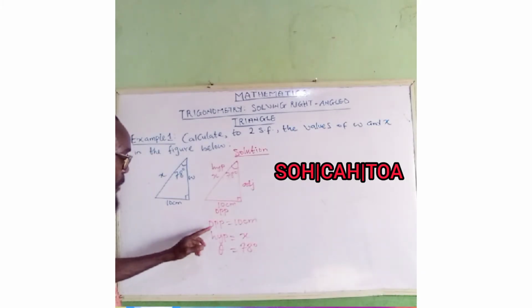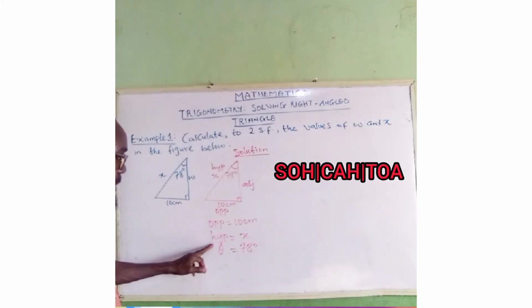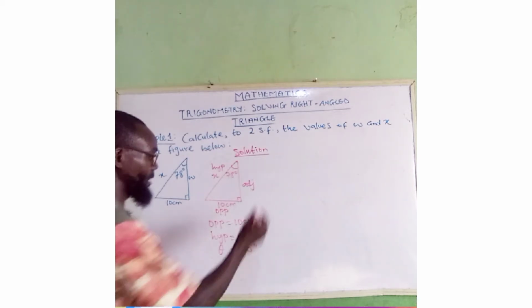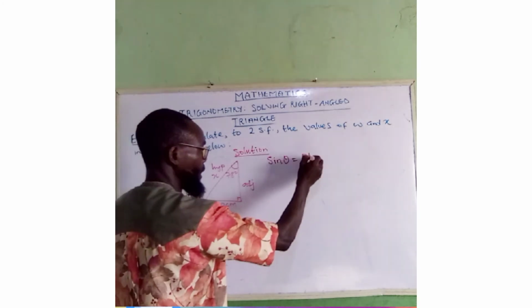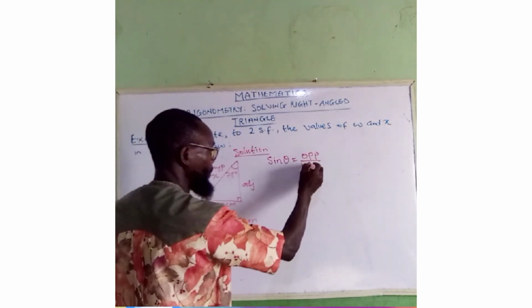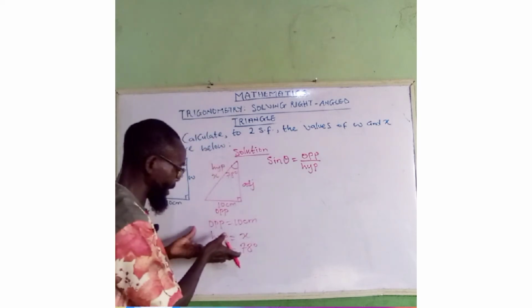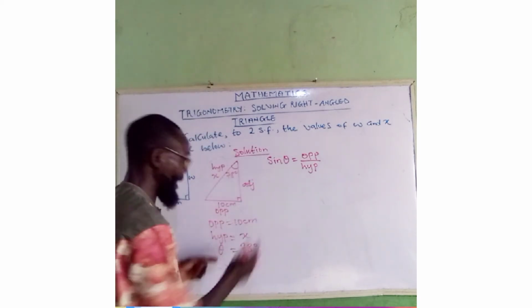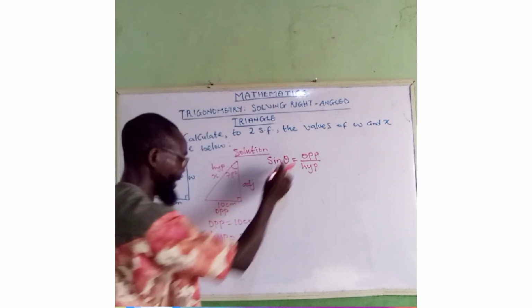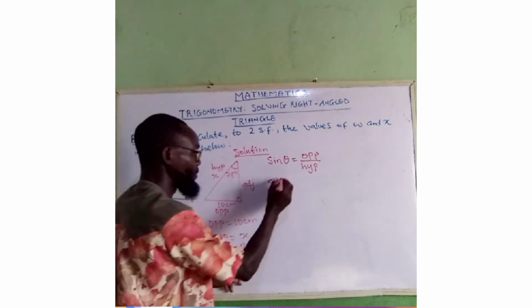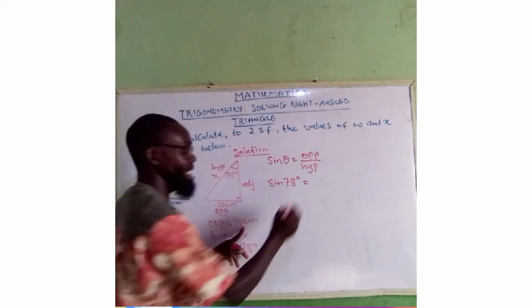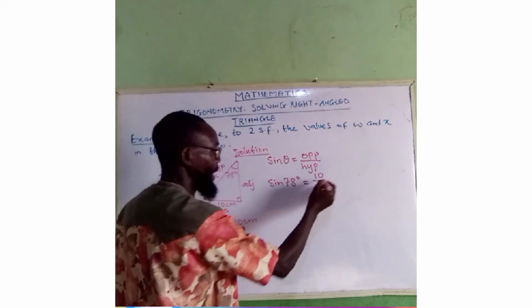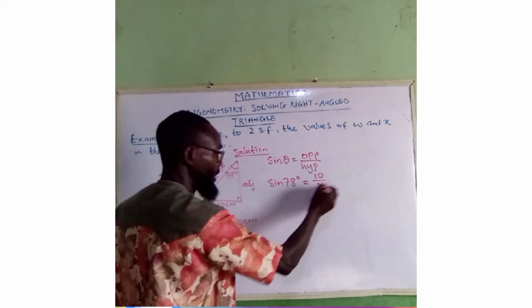Which one do we have? Opposite, hypotenuse. We can actually say that it is SOH. So using the formula, sine theta is equal to opposite over hypotenuse. Then we put our parameters where they should be. Now, sine, my theta here is 78 degrees, is equal to our opposite, 10 centimeters, divided by our hypotenuse, x.